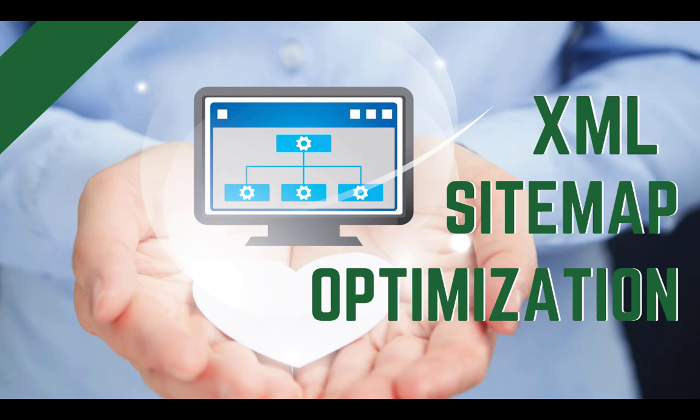Include last modified date. Including the last modified date for each page in your XML sitemap can help search engines determine how often to crawl your site. Use proper URL structure. Make sure that all URLs in your XML sitemap use the proper structure, including using HTTPS instead of HTTP for secure pages.